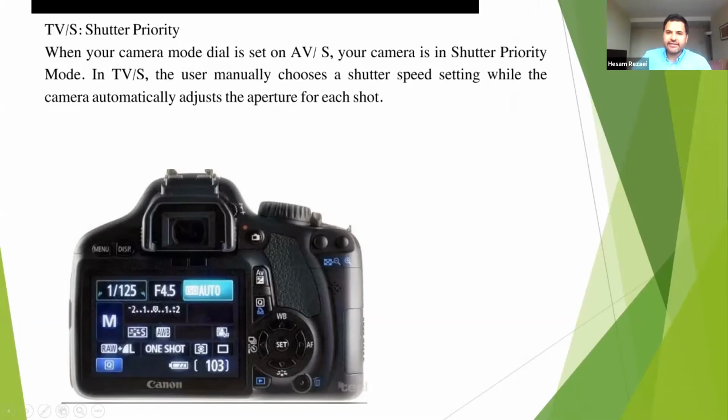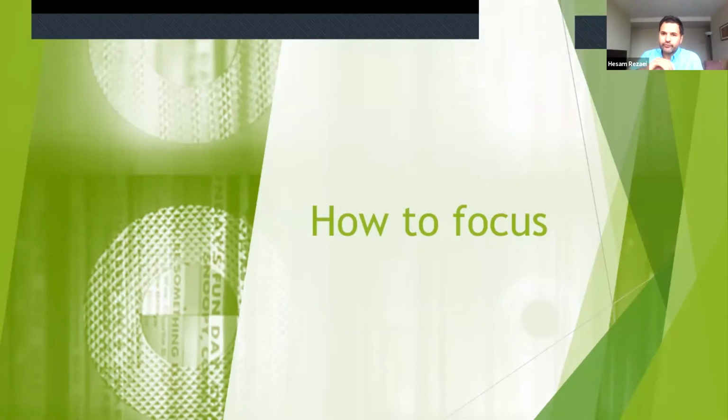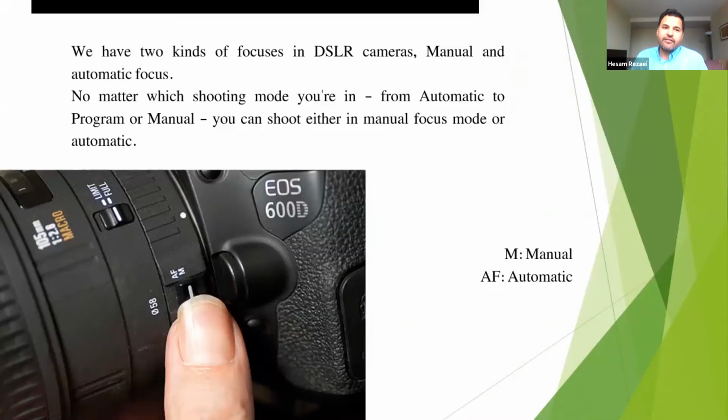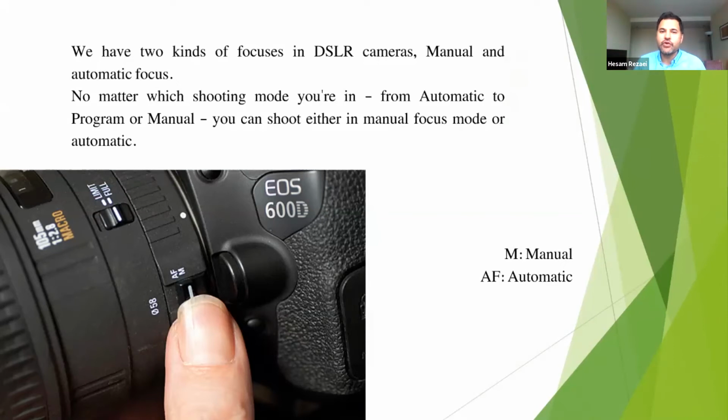So the first thing before starting photography is to know how to focus. So let's talk about how to focus. It is very important in photography to do the focusing. We have two kinds of focus in a DSLR camera, manual and automatic focus. No matter which shooting mode you are in, from automatic to program or manual, TV, S, AV, any shooting mode, you always have two kinds of focus.